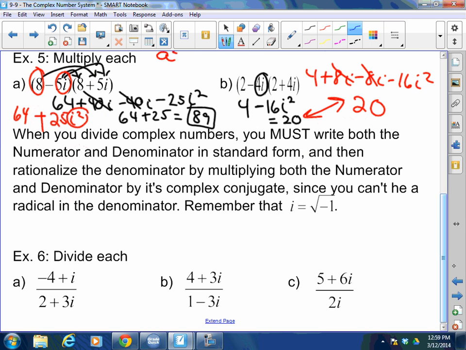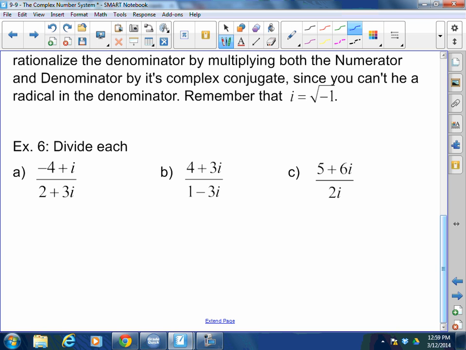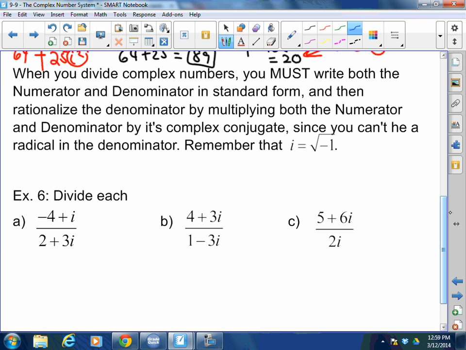Okay, now, last thing. Remember that we cannot have a radical in the denominator, right?